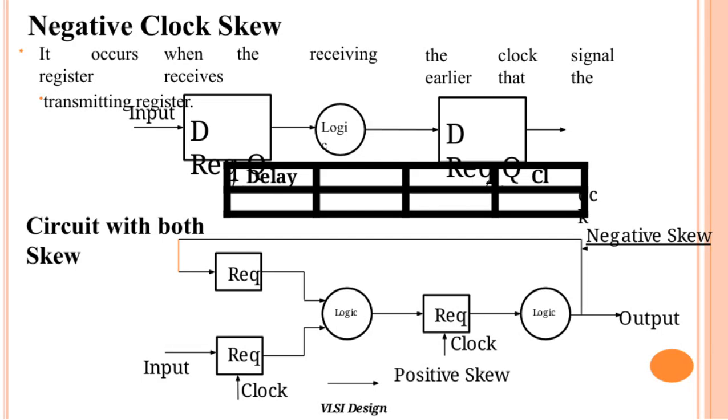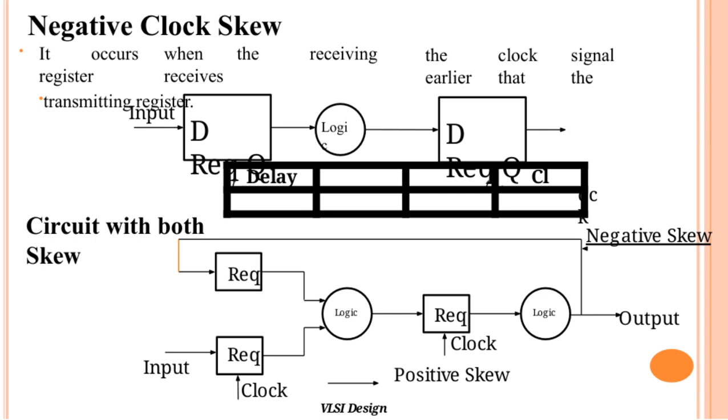Negative clock skew happens when the clock signal arrives at the receiving register earlier than it does at the transmitting register. This timing difference can impact how data is latched and propagated through the circuit. Essentially, if the clock reaches the receiving register too soon, the data might not be stable or ready, leading to potential timing violations.